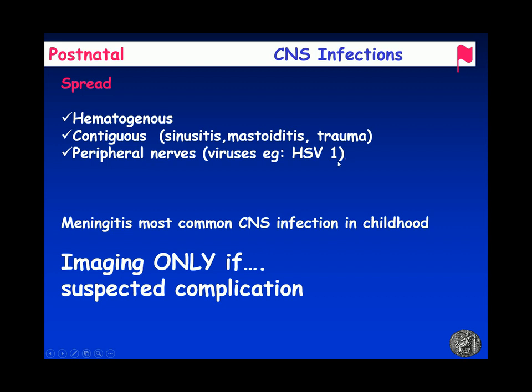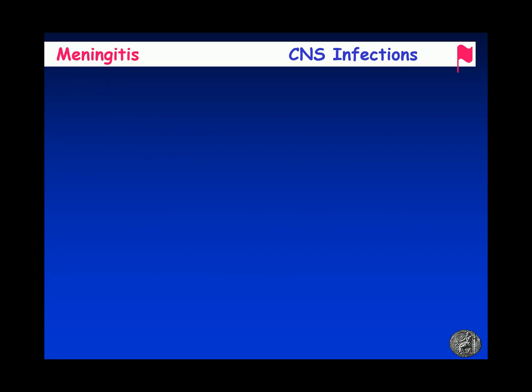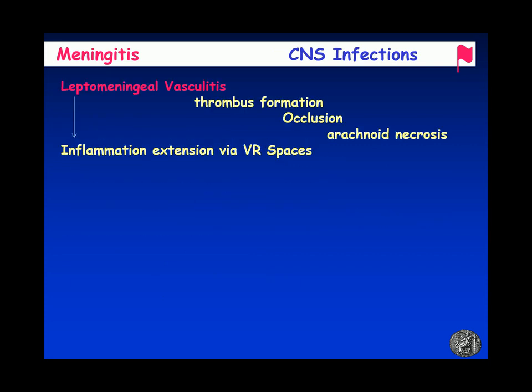What is the most common infection of the central nervous system in children? Meningitis. And it is important to remember that we don't image meningitis. We don't need to image meningitis. This is a clinical diagnosis. We need to perform imaging only if we suspect complications. So, let's start with meningitis.